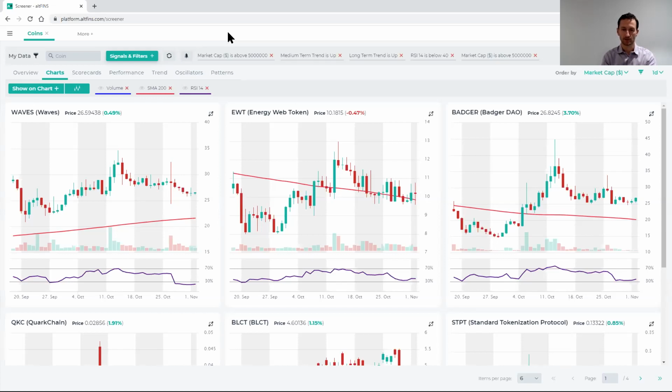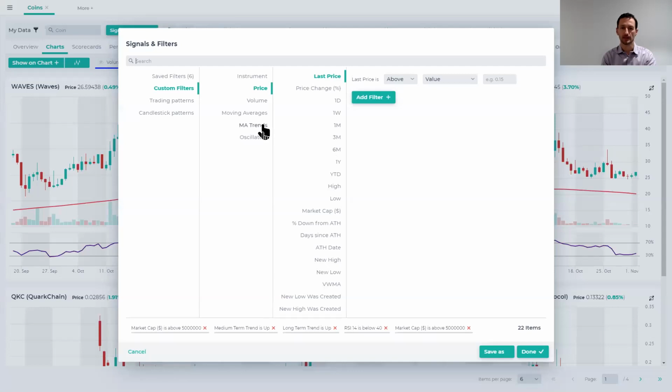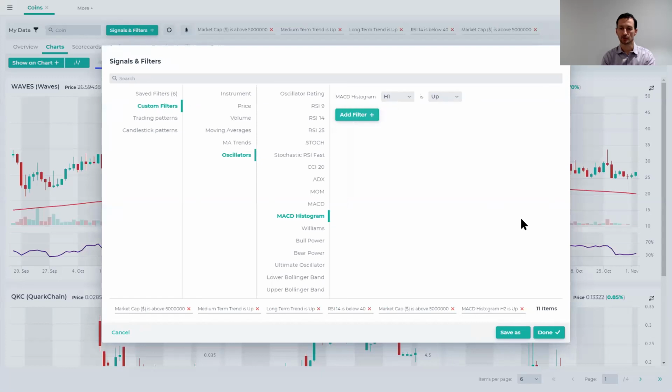Let's add one more cherry on the top of this filter that we've built thus far. On top of everything we have here, we're going to add another indicator that could strengthen this signal. And that's the MACD histogram. This is actually a recent addition to our filter capabilities. And I'm going to say H2 is up. Now, what the hell is H2?